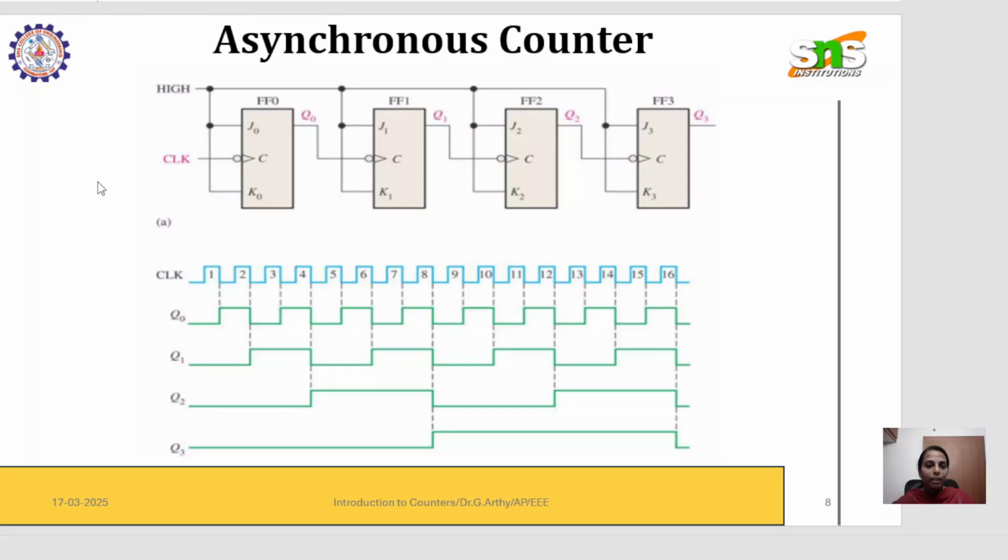This is an enlarged, detailed diagram. Here we use four flip-flops, and this is the clock given to the first flip-flop. The second flip-flop receives the clock from the output of the first flip-flop. The third receives the clock from the output of the second flip-flop, and the fourth from the output of the third flip-flop. This is a JK flip-flop, and we have given high. Now you see a timing diagram for an asynchronous counter. Initially for the first flip-flop, we give a normal clock. Then this is Q0.